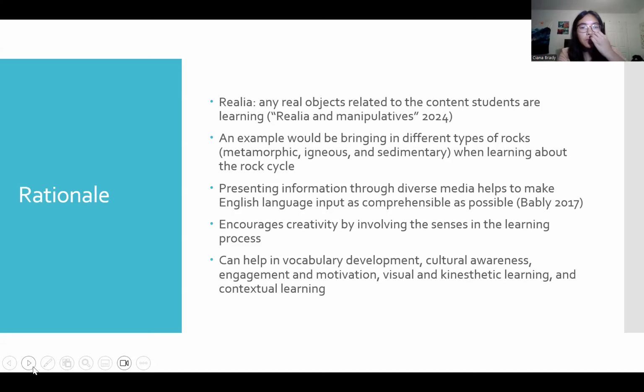Presenting information through diverse media, as opposed to words on a presentation with occasional pictures, does help make English language input as comprehensible as possible, which is part of what incorporating Realia does. It helps to build a bridge between the classroom and the real world by making the content more accessible to students like English language learners. Incorporating Realia encourages creativity by involving the senses in the learning process, especially when students are able to manipulate the objects, like the rock example.